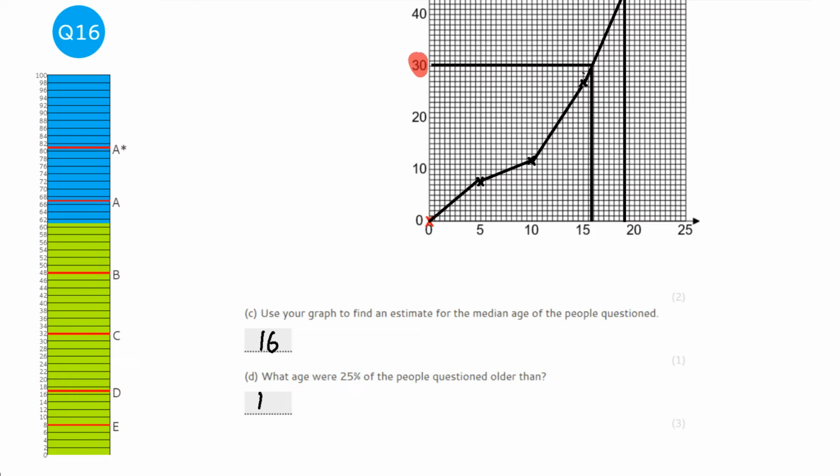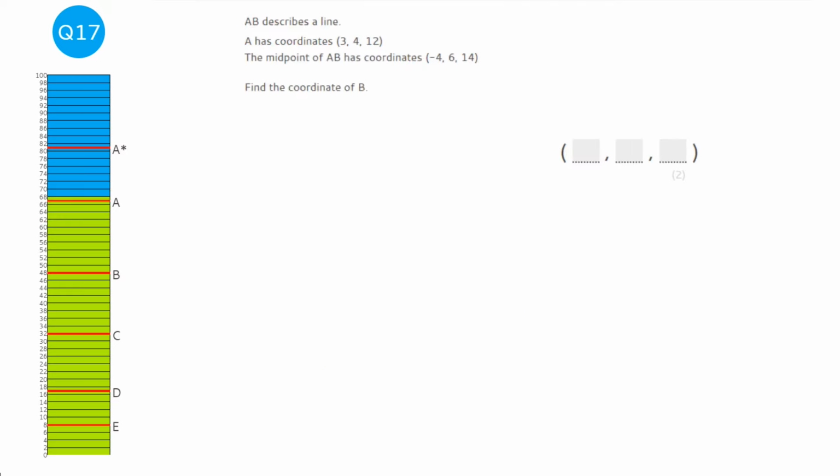Normally they allow you a little bit of leeway on this, whether it's 18, 19 or 20, as long as you show on your graph how you've done it, and that's the important point. So if you'd like to have a go at this question, pause the video, otherwise let's get started.